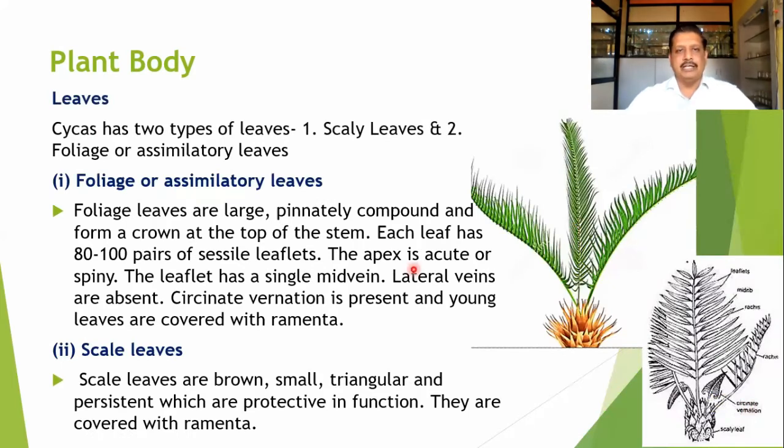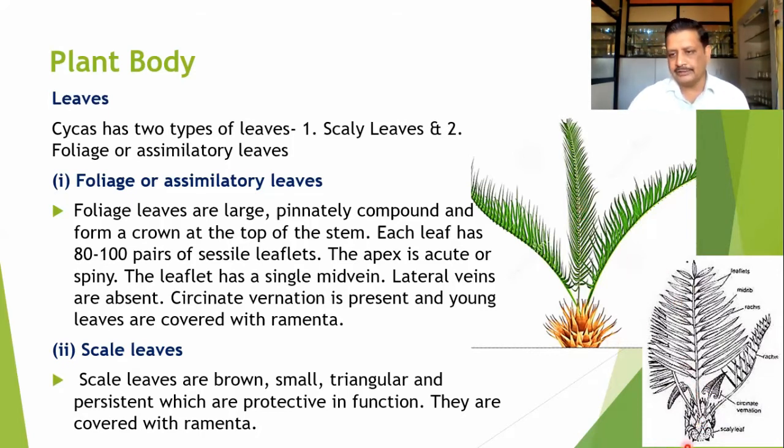When we talk about the leaf in the genus Cycas, there are basically two types of leaves: scaly leaves and foliage leaves. Here you can observe that these are the scaly leaves and these are the foliage leaves. Here also this is the columnar stem and it is surrounded by the scaly leaves, and these are the foliage leaves, which are pinnately compound. These are the leaflets, the midvein or midrib, and the rachis. So here you can observe the foliage and the scaly leaves present in Cycas.